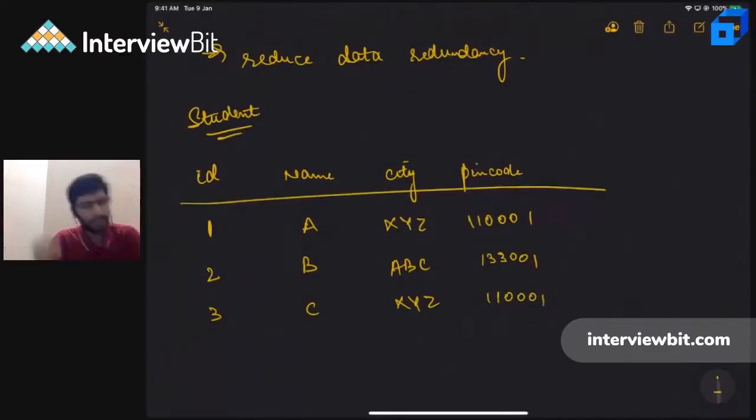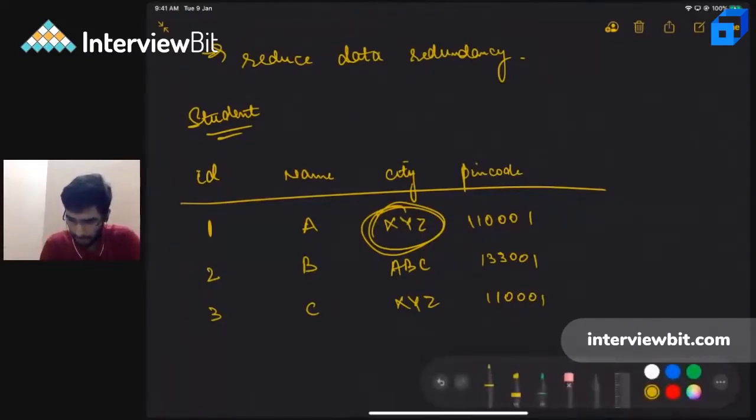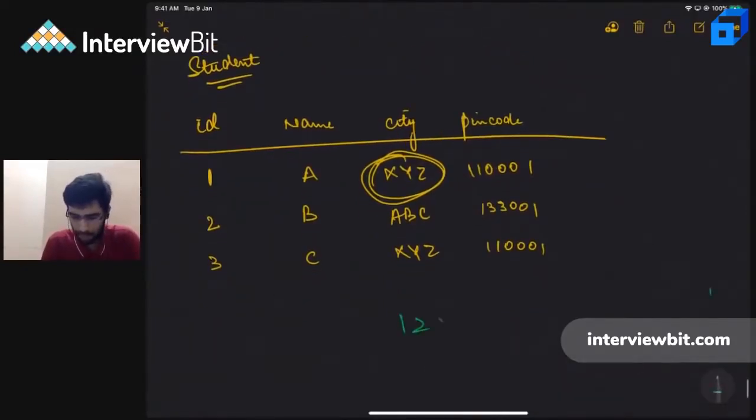Okay. Suppose after a few days, the government decides that we will be changing the pin code of the city XYZ. What can be an issue in my database schema design? The issue is that, suppose the government says that the city XYZ will now have a pin code of 127201. Suppose this is the new pin code of XYZ.